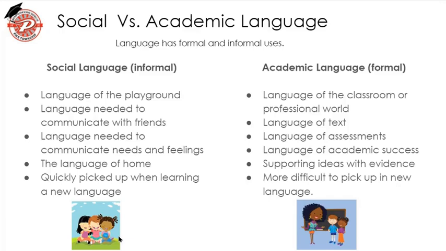On the other side, academic language is more formal. It's the language that we use in the classroom or the professional world. It's the language that books are written in. It's also the language that we take tests in. It's also the language of academic success. It requires you to support your ideas with evidence, and it's a lot more difficult to pick up in a new language. It has a lot more rules and procedures in using it, and it makes it very difficult for students, especially children, to pick up, even if it's their native language.